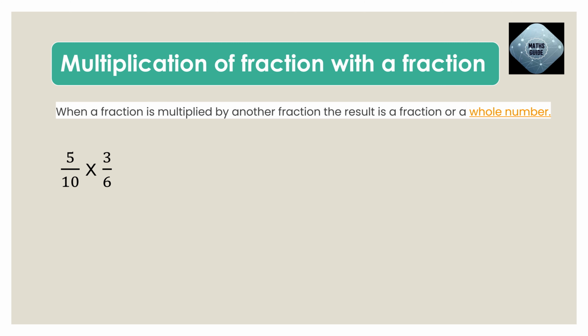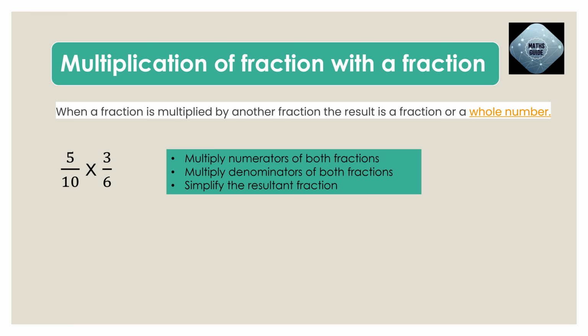When a fraction is multiplied by another fraction, the result is a fraction or a whole number. Now let's see whether its answer is a fraction or a whole number. I would like you to grab a pencil and paper and remember all the steps. As you know, our first step is to multiply the numerators of both fractions, then multiply the denominators of both fractions, and then simplify the resultant fraction. So we multiply 5 into 3 and 10 into 6.